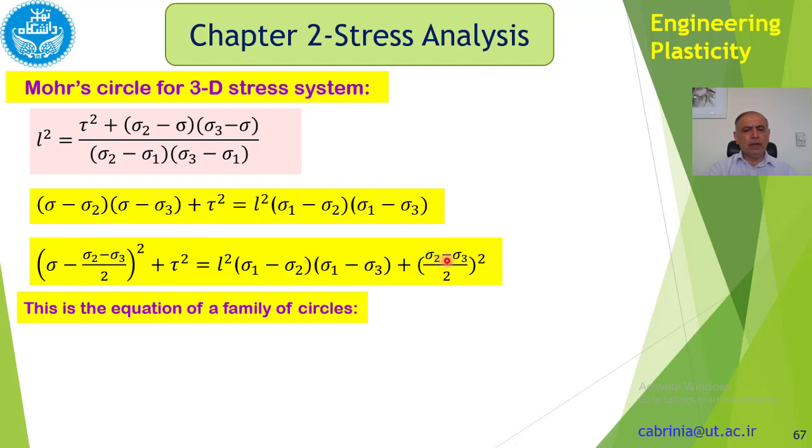Anyway, this is the equation of a family of circles because of this L here. If L was constant, then we would have one circle only. But because it's changing, this is changing.